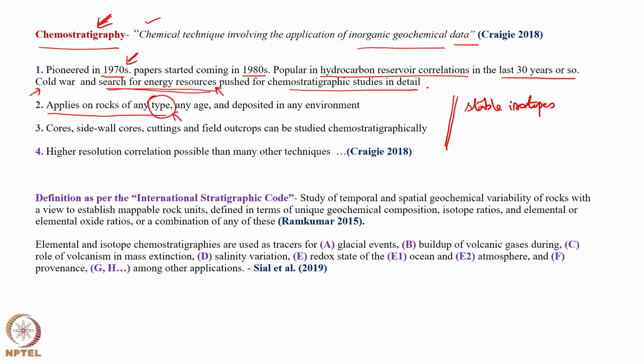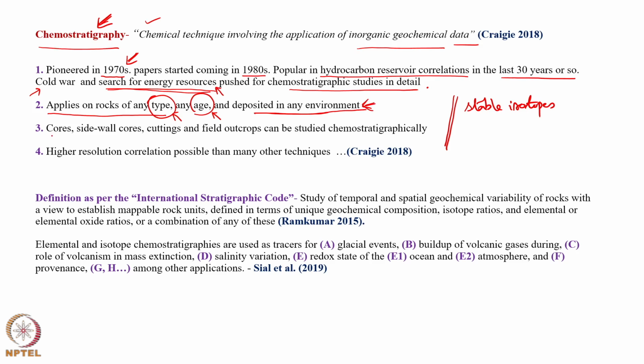The chemical analysis can work on rocks of any type. That means it can be sedimentary, igneous or metamorphic, of any age, millions of years old or billions of years old, or recent rock a few thousands of years old, or recent sediments. The rocks that we will handle can be deposited in any environment. It can be a deep sea marine environment, a shallow marine environment, an aeolian environment, a lake deposit, or an old rock that indicates an anoxic environment in the past.